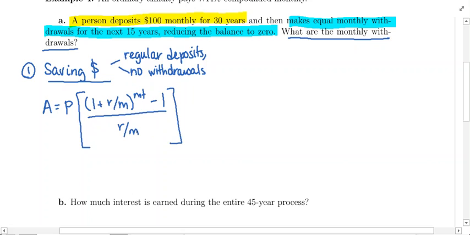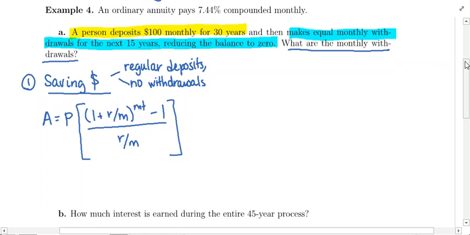Let's figure out what the variables are and which one we're looking for. The obvious ones first: the interest rate is 7.44%, converted to a decimal. The interest is compounded monthly, which coincides with how often the person is making a deposit every month, so m is 12. They save for retirement for the first 30 years, so time is going to be 30. That leaves us with A and P. Remember, A is the account balance, P is the amount of each regular deposit.